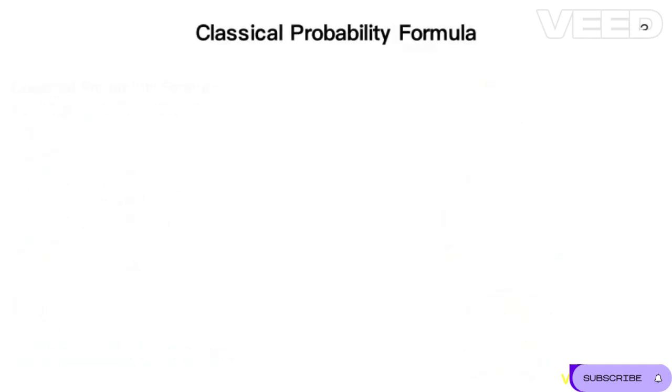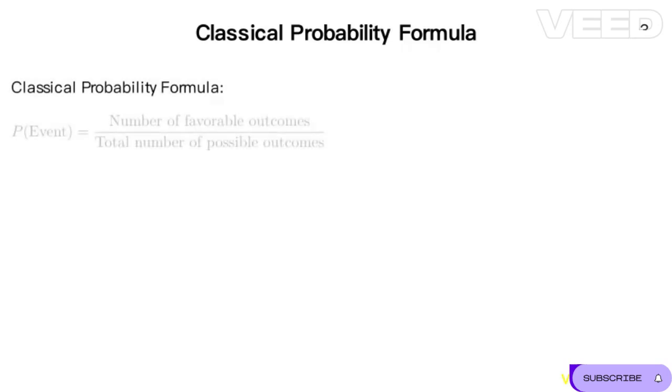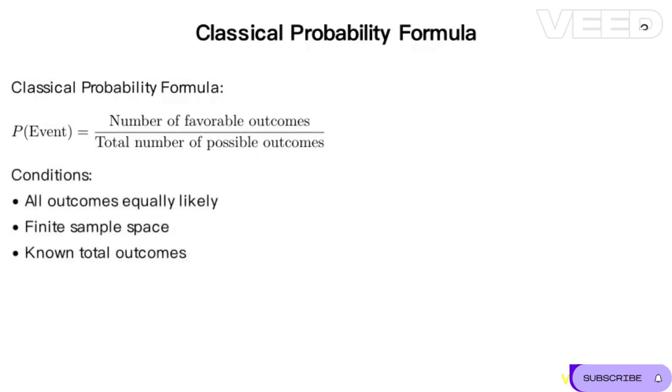Now we'll learn how to calculate probability using the classical probability formula. This formula applies when all outcomes are equally likely and we have a finite sample space. The formula states that probability equals the number of favorable outcomes divided by the total number of possible outcomes. This requires that all outcomes are equally likely to occur. Let's work through some examples.